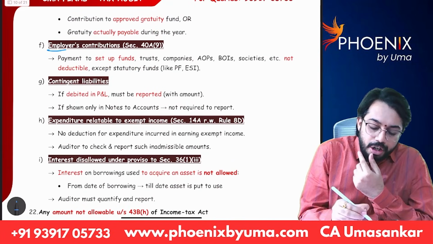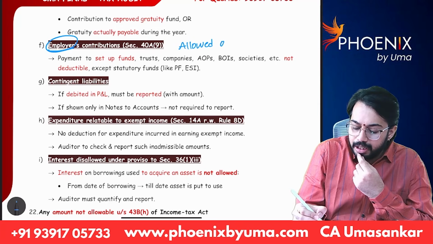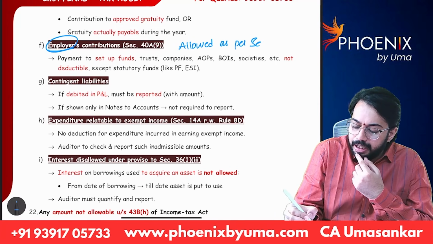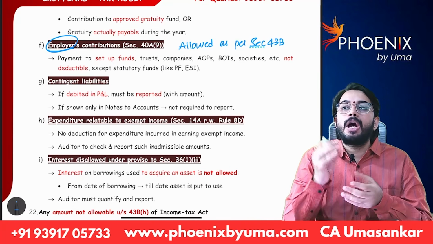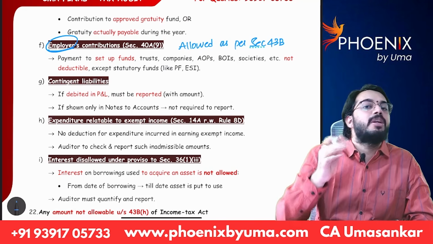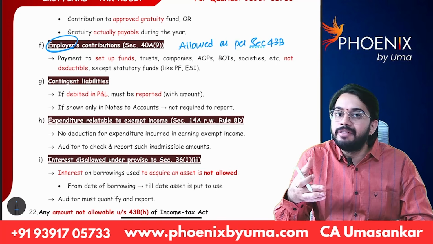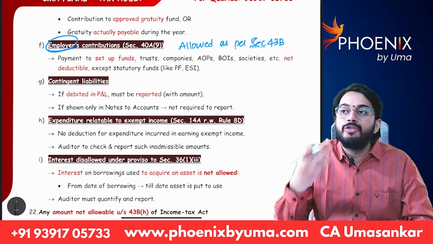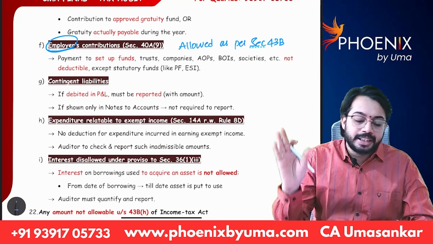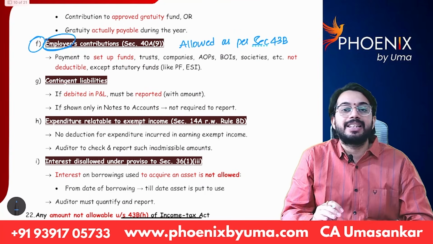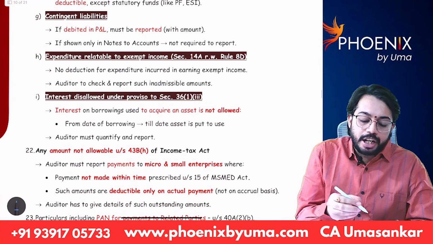Next, employer contribution. Employer contribution is allowed as per section 43B. Okay. So if employer contribution is actually paid, then only it will be allowed as deduction. Otherwise, it will not be allowed as deduction. So employer has to give details. What is the employer contribution? What is the due date? When it is actually paid? How much amount is actually paid? All this information is required to be given in clause 21 subclause F.